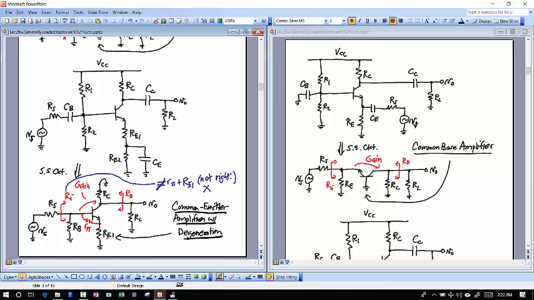I'm going to tell you why that's absolutely wrong very soon. But it has to do with the fact that the current going through RE1 is not the base current. It's a very different current there, and you have to take into account that whole thing.